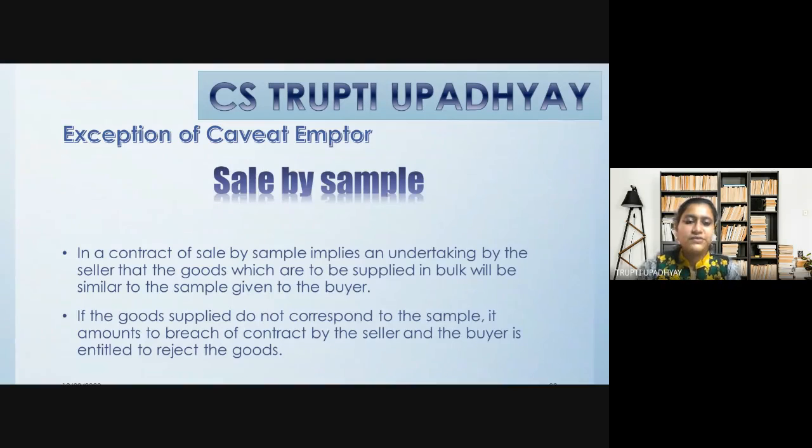A contract of sale by sample implies an undertaking. So whenever a sample is shown and thereafter the bulk order is placed, there is an implied undertaking from the seller that the goods which will be supplied in bulk will be similar to the sample given to the buyer. And if the goods do not correspond to the sample, it amounts to a breach of contract because the condition as to sample got breached by the seller, and the buyer will be entitled to reject the goods.